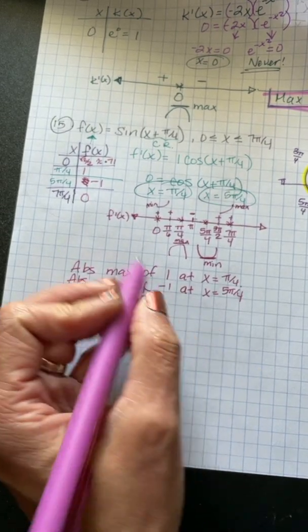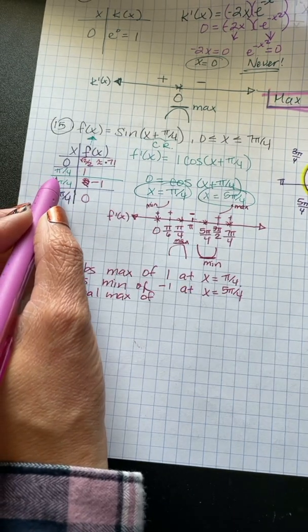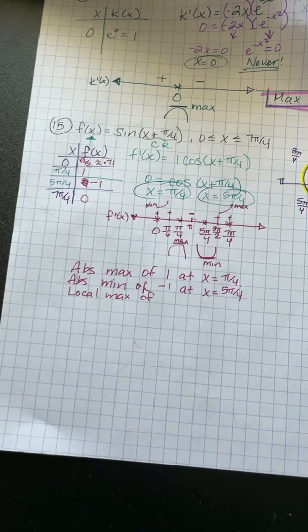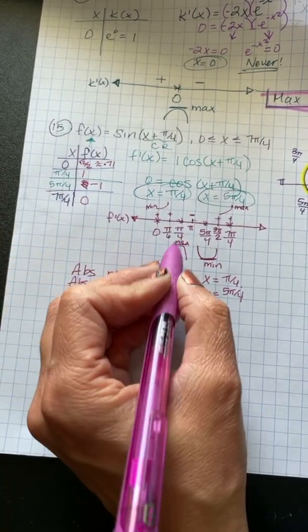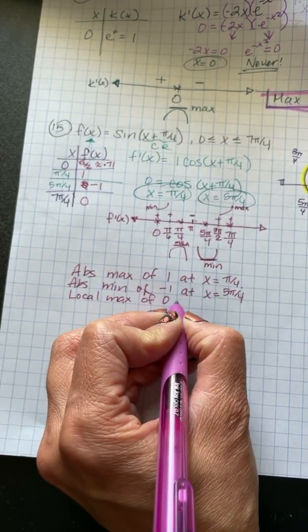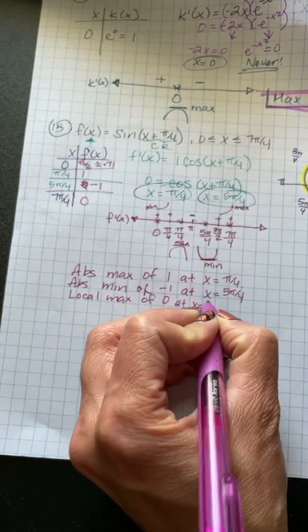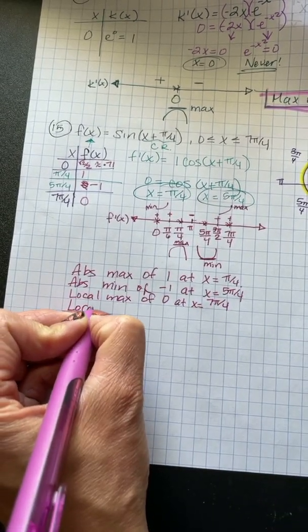of 0. Wait. Yeah, it was 0. I don't know why I second guessed myself. 0 at, because the other maximum is right here, x equals 7 pi over 4. I'm trying to do it too fast. That's why I'm confusing myself.